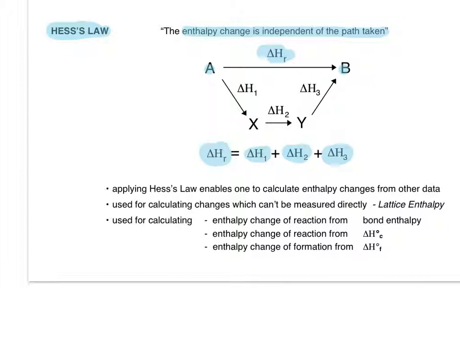That allows us to calculate enthalpy changes from other data. So even if we weren't sure what the enthalpy change of reaction going from A to B was, if we knew these three other values, we could work it out. Alternatively, if we knew the enthalpy change of reaction and two of the other values here, we could use a little bit of algebra to work out the third one. So this is really used for calculating enthalpy change of reaction from bond enthalpies, and from your enthalpy changes of combustion with a C and your enthalpy changes of formation with an F.